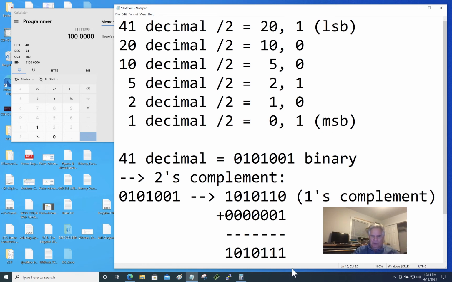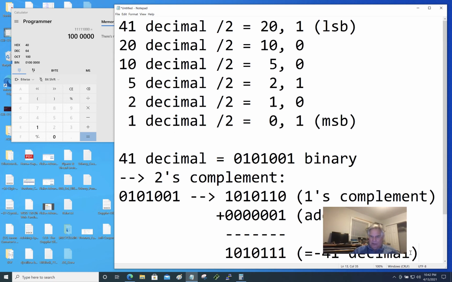So there's the one's complement. And then what do we do? Add 1. And this is now equal to minus 41 decimal. So we have this. All right.